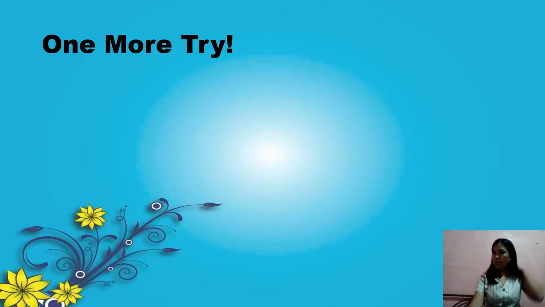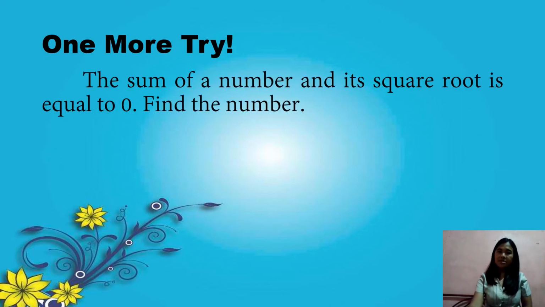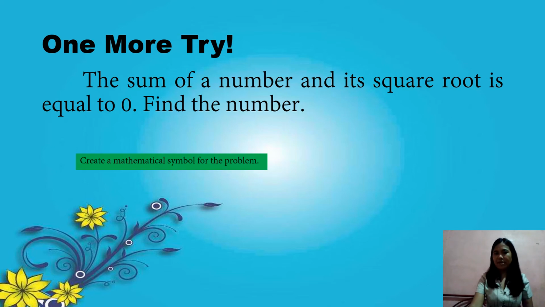So another problem is the sum of a number and its square root is equal to 0. Find the number. Now, unlike the previous problem, we cannot illustrate this. So, it's a problem of numbers. Imposible ka maka-illustrate. So, let's just have the mathematical symbol that would represent our problem. So, from the problem, you have sum of a number and its square root.